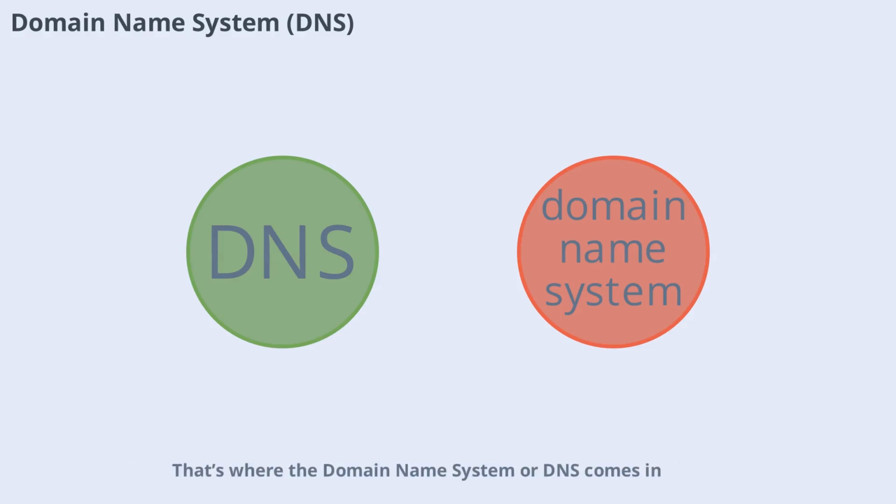That's where the Domain Name System, or DNS, comes in. DNS translates easy-to-remember names like www.example.com to IP addresses that computers understand. This system makes browsing the internet user-friendly and efficient. Without DNS, we'd have to memorize long strings of numbers for every site we visit.